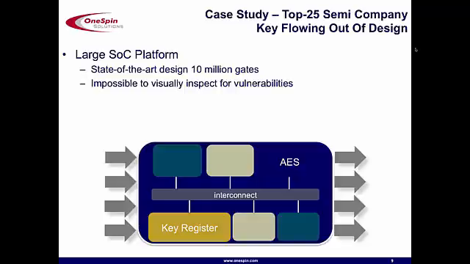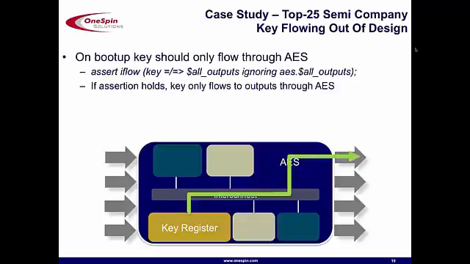So they wrote a property, and this is kind of how one of these high-level security properties is created that targets formal. So essentially what it says is, can the key not flow, and this is their nomenclature for not flowing, the equals/equals, to all outputs, ignoring the AES connection to all the outputs. I.e., they wanted any key to flow to the outputs through the AES encryption block on the device. And what they want to do is make sure it couldn't flow to any other outputs.